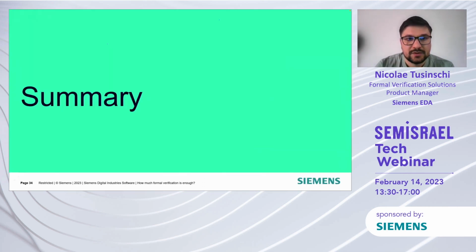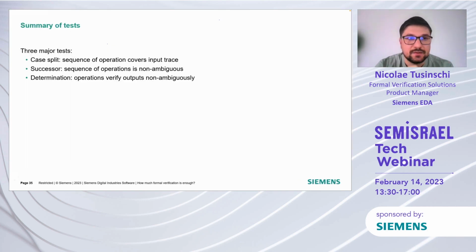Moving forward, let's summarize what we have talked about. So let's summarize the tests. For completeness in this methodology, there are three major tests. We have the case-split test, which verifies that the sequence of operations covers the input trace. We have the successor test, which verifies that the sequence of operations is non-ambiguous. And we also have the determination test, which verifies that the operations' outputs are non-ambiguous.